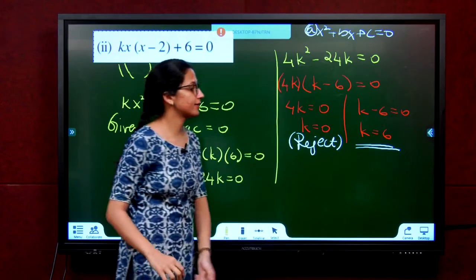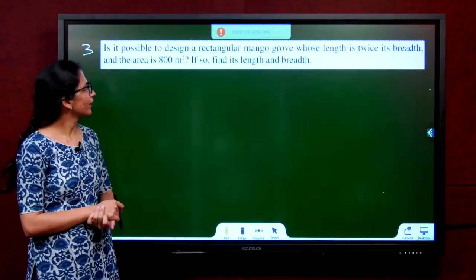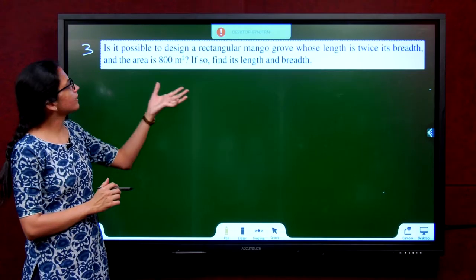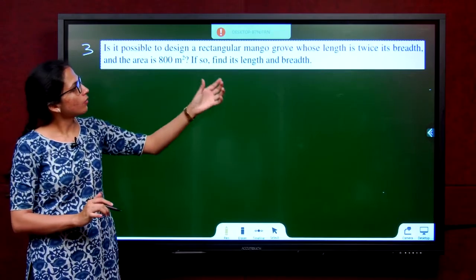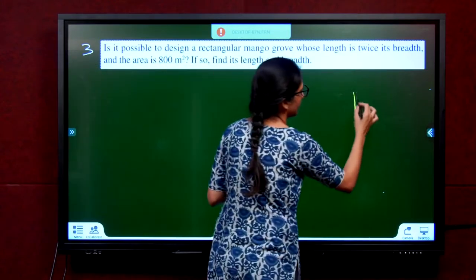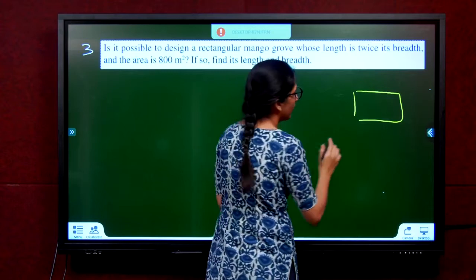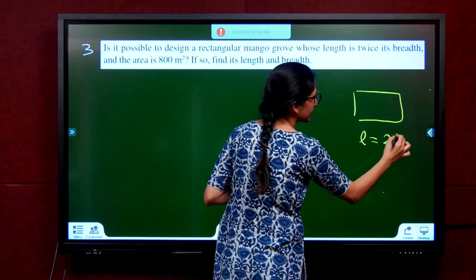Therefore, final answer k is equal to 6. Okay. Is it possible to design a rectangular mango grove, meaning mango field, whose length is twice its breadth? They have given a rectangle, length is equal to twice its breadth.